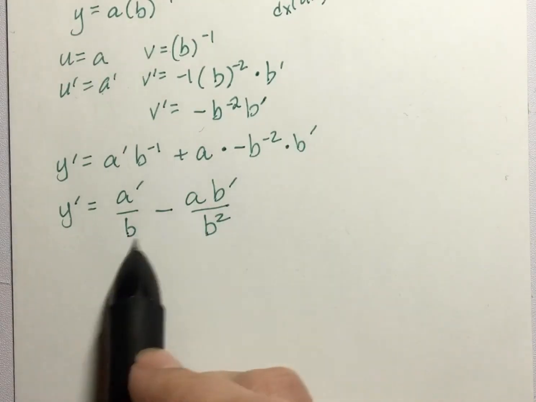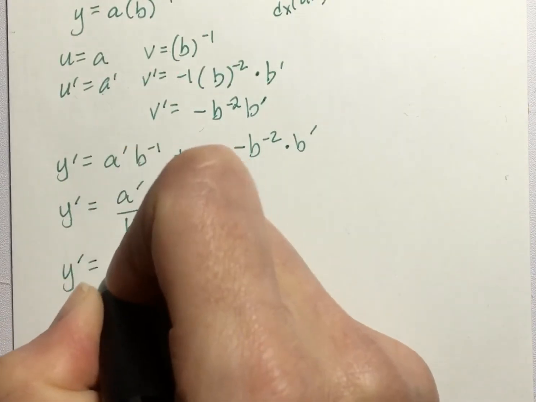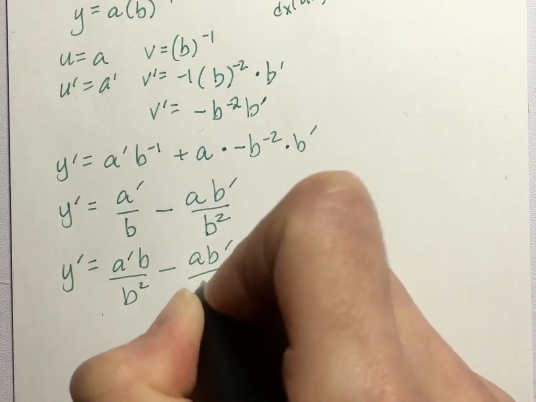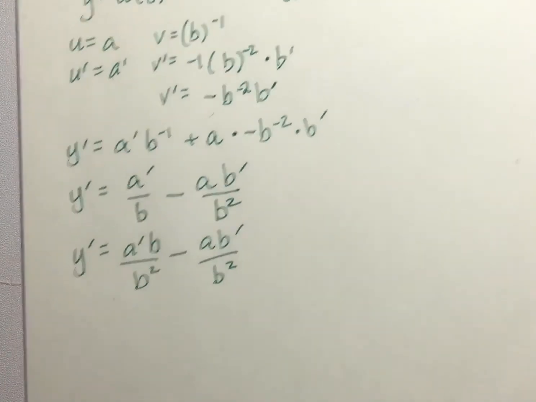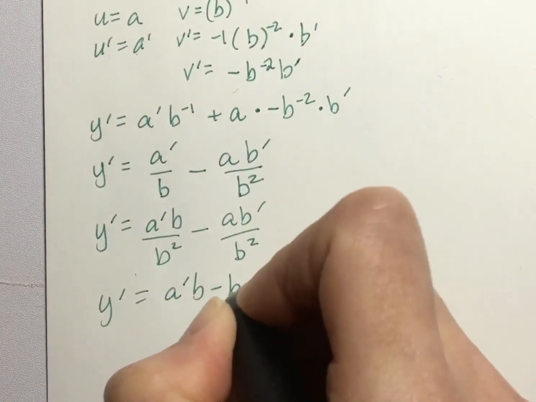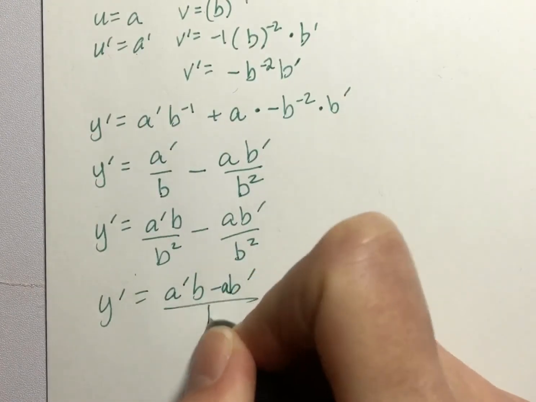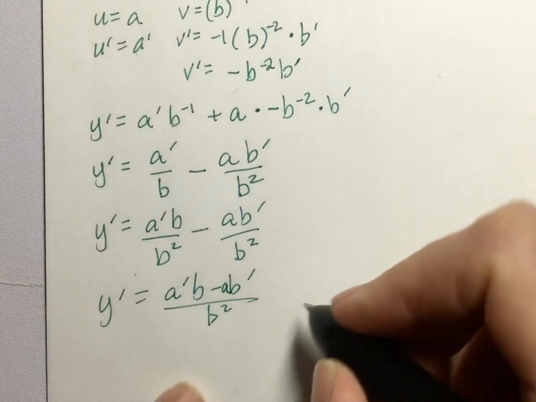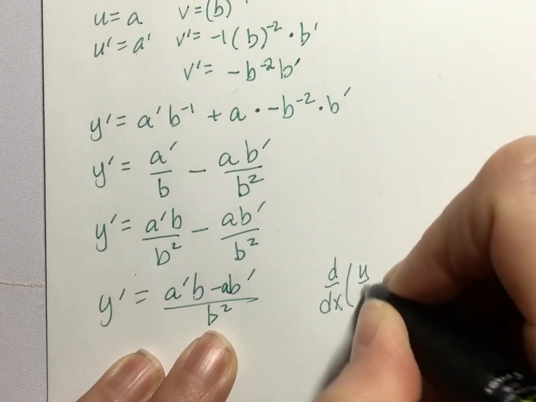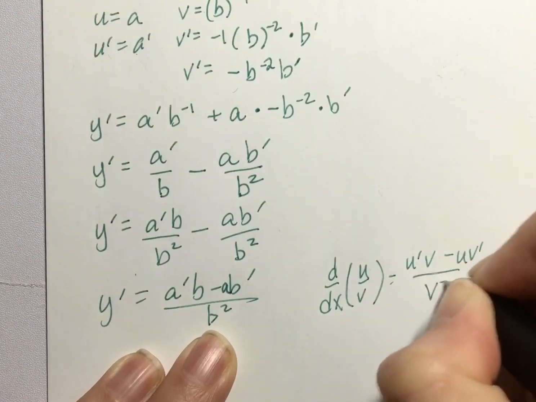And then, just adding fractions, I can get a common denominator here. So I have y prime equals a prime b over b squared minus a b prime over b squared. So y prime equals a prime b minus a b prime, over b squared. And that's where that derivative of u over v being u prime v minus u v prime over v squared comes from.